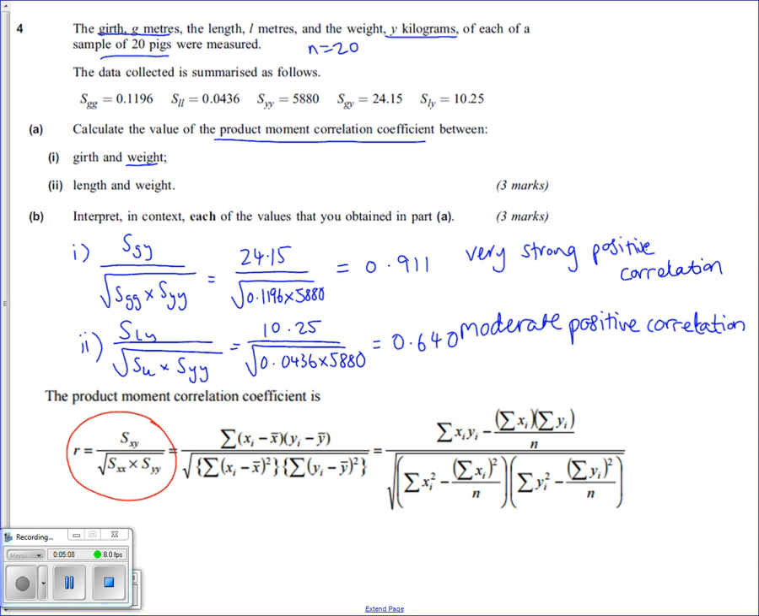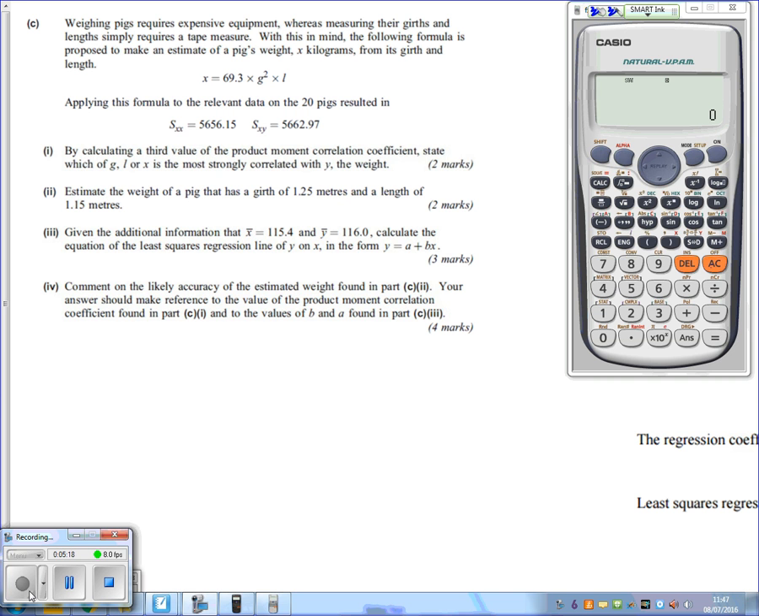Okay, if we move on to part C of the question. We've got a bit of context there. We're saying that measuring girth and length is a bit more straightforward than weighing pigs. So they've come up with a formula to estimate a pig's weight in kilograms from the girth and length. So we're given again some more summary data there.